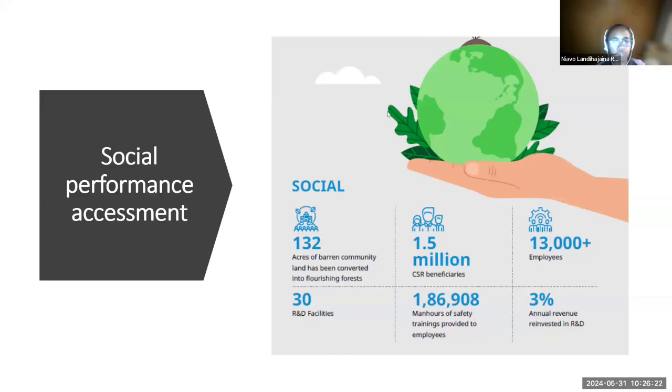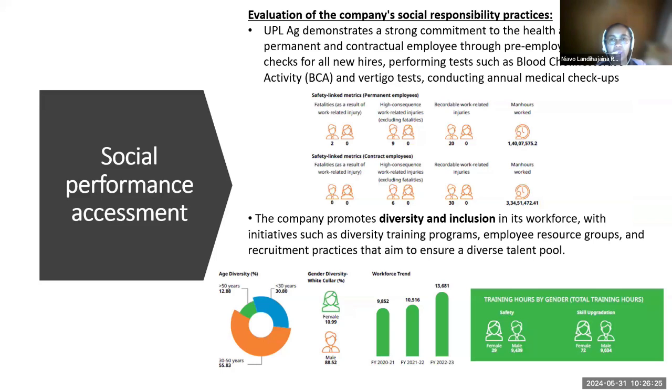You can follow. So, when I have analyzed the social performance of the company, we can see that the UPLHG has demonstrated a strong commitment to health and the well-being of its permanent and contractual employees through the pre-employment health checks for all the new hires, performing tests such as blood cholinesterol, PCA, and the vertigo test, and conducting annual medical checks. These are the main safety-linked metrics for permanent employees and contract employees.